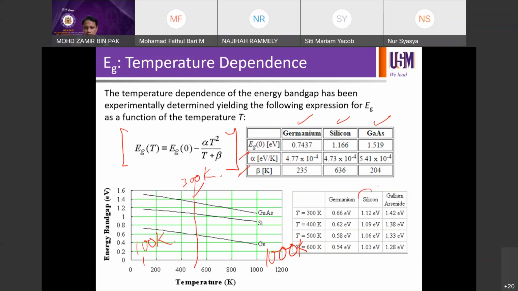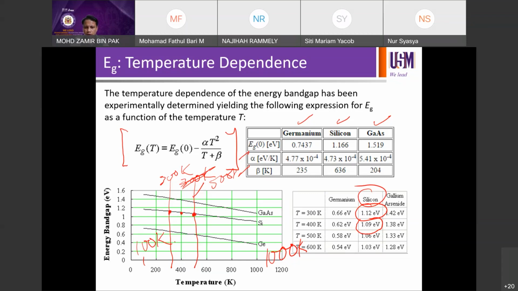For example, if you pick silicon, you can see that at 300 Kelvin, silicon is about 1.12 eV. And then when you increase the temperature to 400 Kelvin, you can see a slight drop in the band gap, 1.09 at 400. That's for, sorry, this is 500, sorry. 300 is here. Okay, 300 is here. So this is 500. Okay, so that's 300, that's about there, 1.12, and then it goes down to 1.09 at 400, somewhere there.